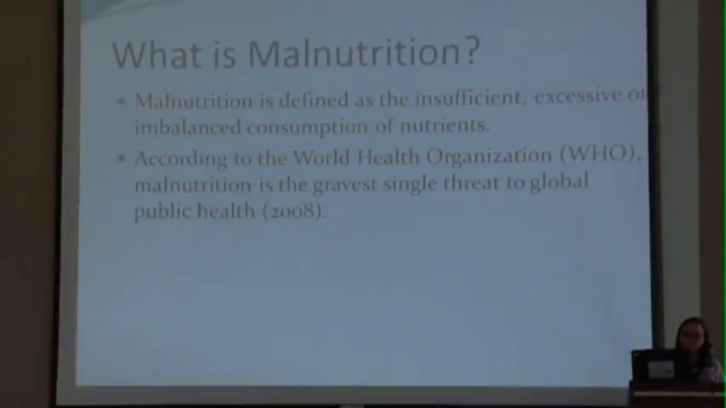So, malnutrition as a global health problem. So what is malnutrition? Malnutrition is defined as the insufficient, excessive, or imbalanced consumption of nutrients. According to the World Health Organization, malnutrition is the gravest single threat to global public health.